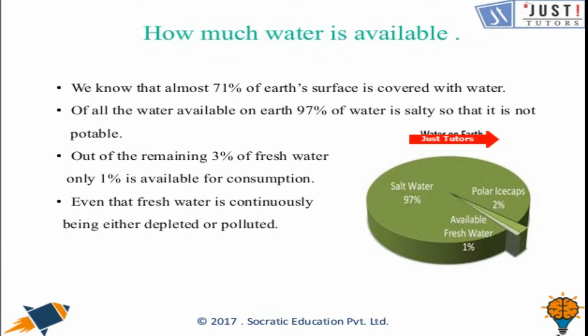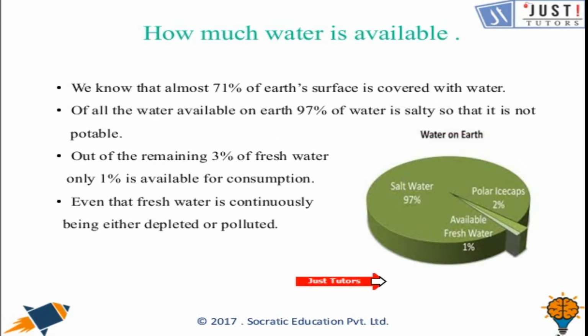So nearly 71% of the earth is covered by water in the form of oceans, seas, lakes, rivers, and moisture in the air. Of all the water available on earth, 97% of water is salty, and it's not good for human consumption. So water that is fit for human consumption is known as fresh water.